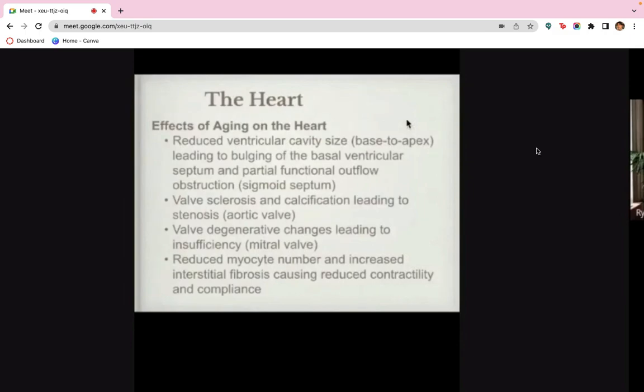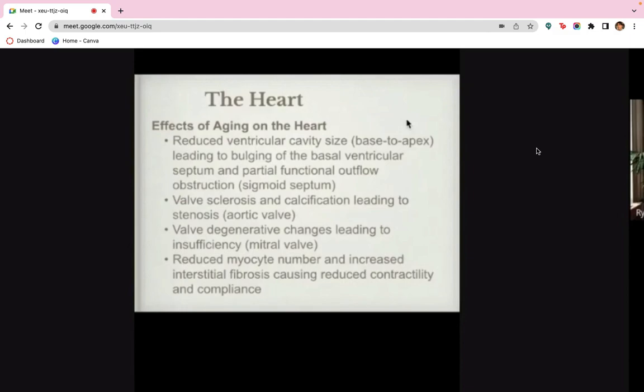We go now with your heart. So what are the effects of aging on our heart itself? Habang tumatanda tayo, rumurupok yung ating puso. Nagkakaroon tayo ng problem sa ating heart because siguro, syempre, because of too much use. Pagod na, so nagkakaroon tayo ng degeneration of our heart. So the effect will be reduced ventricular cavity size.